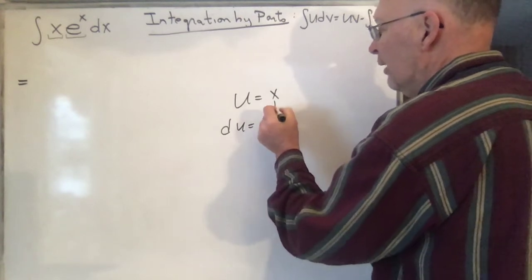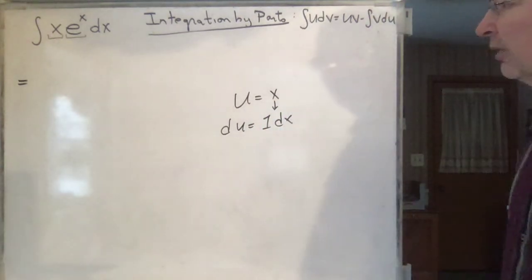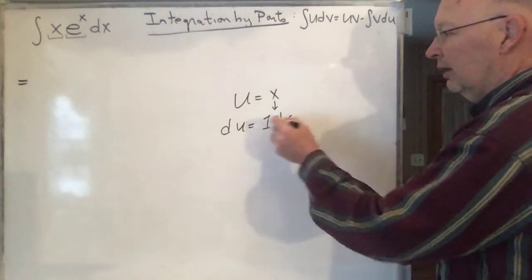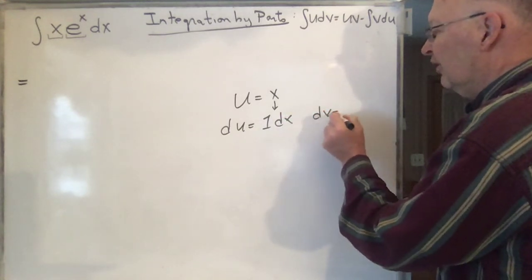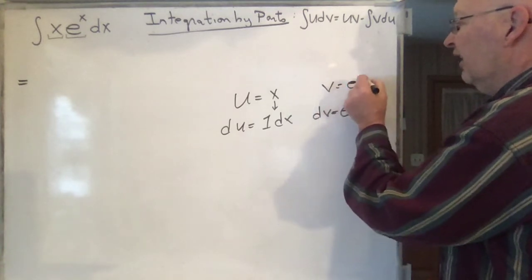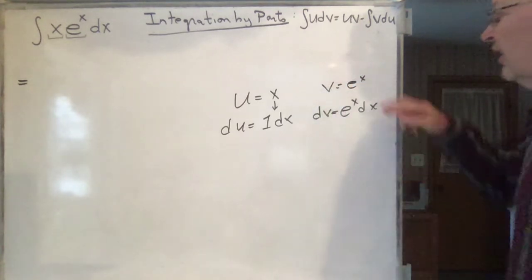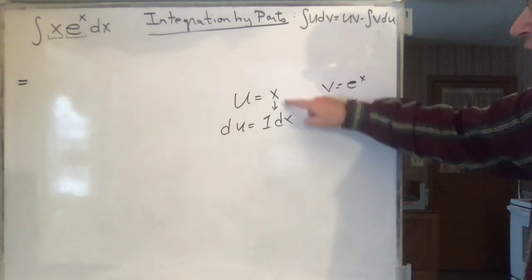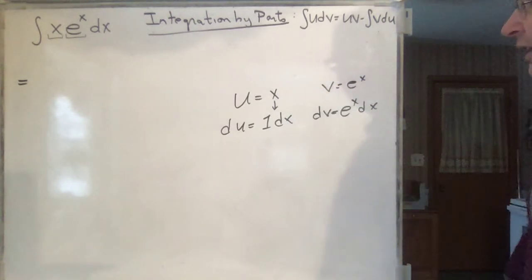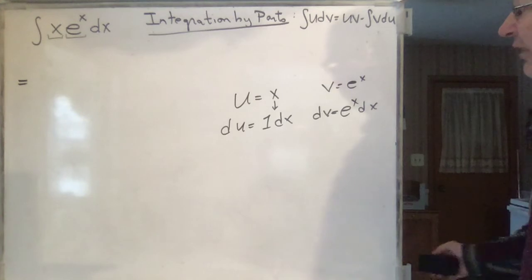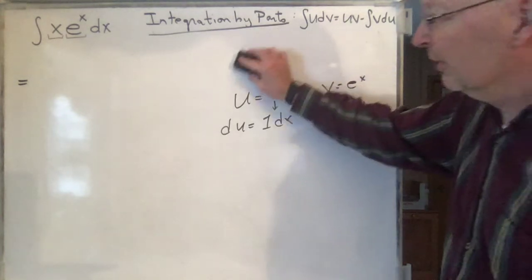So I knocked down the power. I made this one simpler. Whereas it didn't matter whether dv was equal to e to the x dx, then v was equal to e to the x. That didn't change. See that? We didn't make that one better or worse, but we made this one simpler by going from there to there. So that's one thing you should have in mind: let's try to make it simpler.